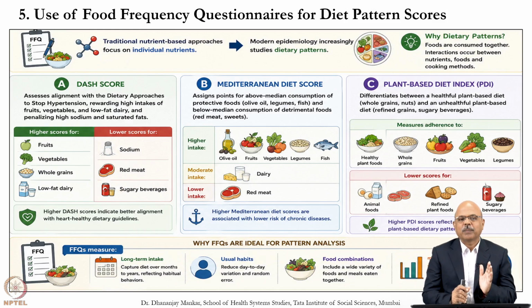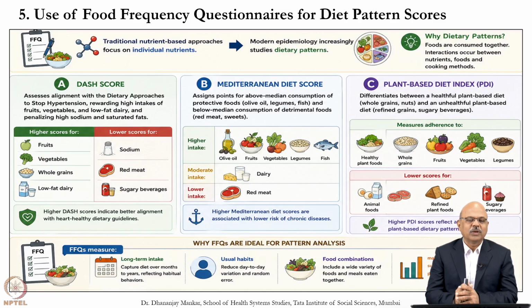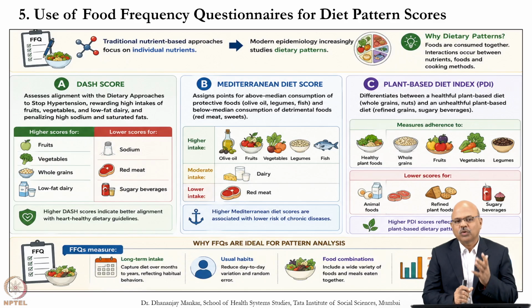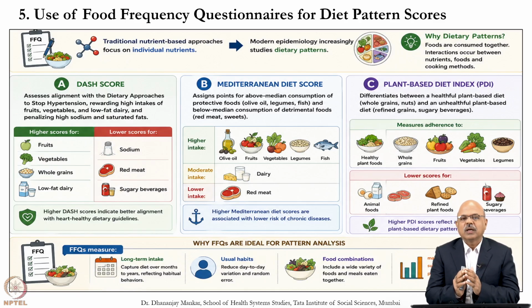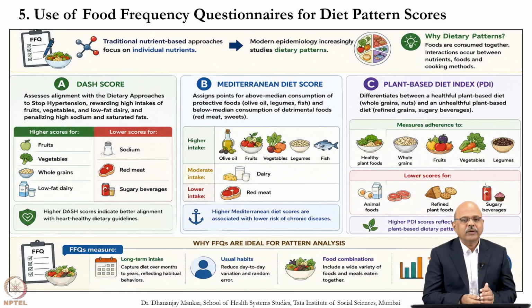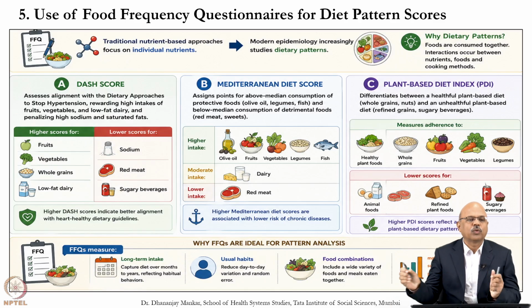Might be a rice which is prepared in the morning might be very different from the rice which is prepared in the evening or at night. What does it make the traditionality for the nutrition-based food approaches focusing on individuals' nutrition needs? Modern epidemiology is increasingly studying these dietary patterns, which make a variation to understand the health outcomes. There is a DASH score, a Mediterranean diet score and a plant-based diet index. So we'll try to understand in detail what those are.